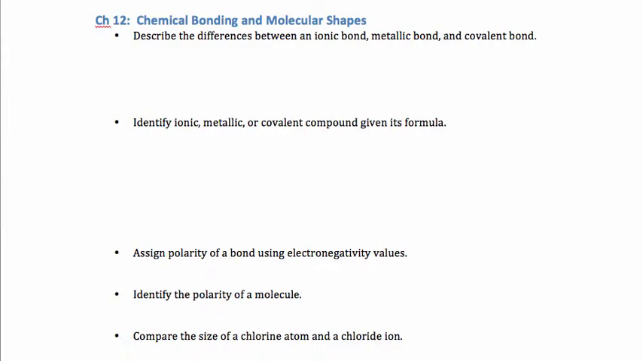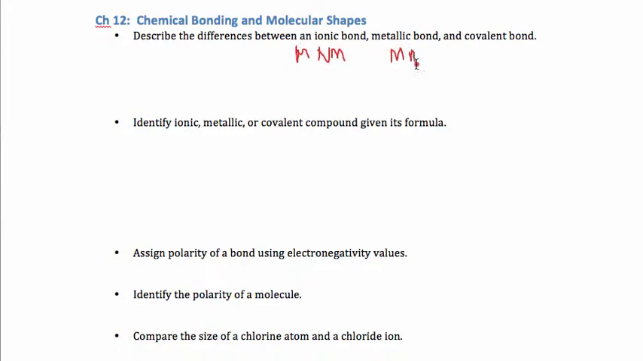Okay, we're going to move on to part 2 of our final exam review, and we're going to look at chapters 12, 14, and 18 to wrap this up. Chapter 12 is on chemical bonding and molecular shapes, and let's start off with distinguishing between ionic, metallic, and covalent bonds. Those are the three basic bond types, and when we look at this categorization, we first recognize that ionic bonds are between a metal and a nonmetal.